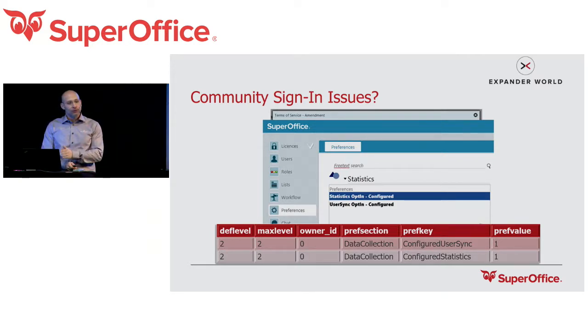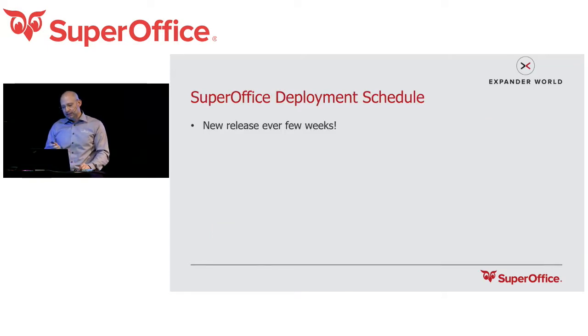But this is why. So I want you guys to make sure that when you create a copy of your production database so that you can do additional customizations, set these values to 0. Go in there, look for the preference section, data collection, find config user sync and configure statistics, and set it to 0. Okay? And that way you'll eliminate any of your login problems on the community website.